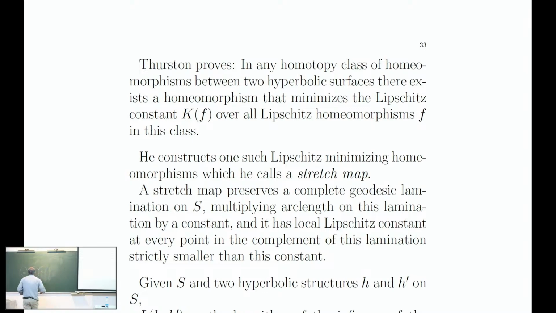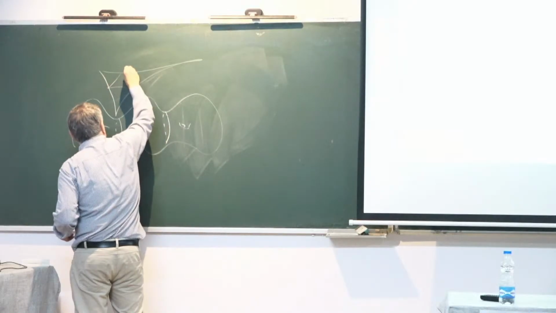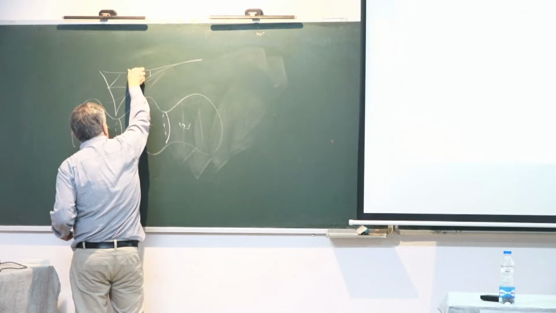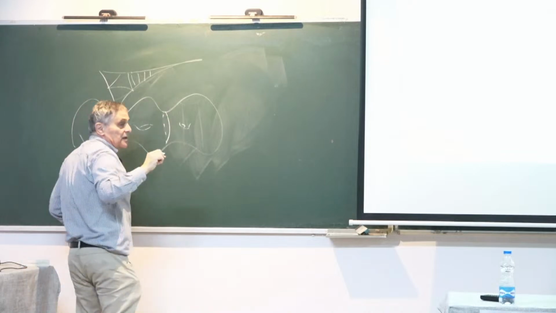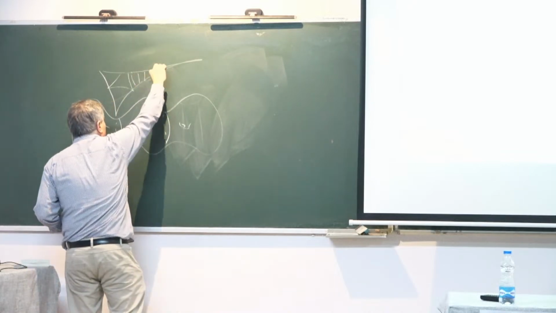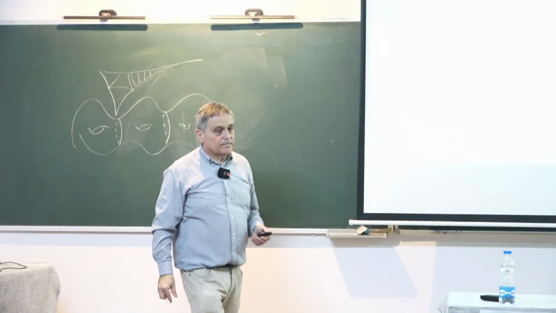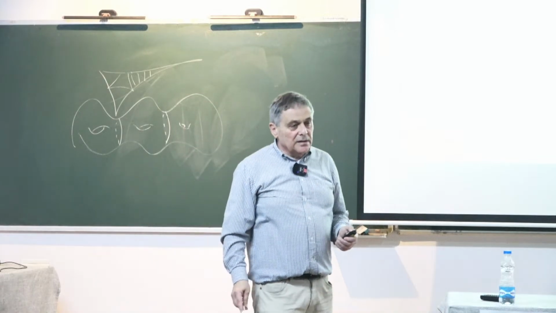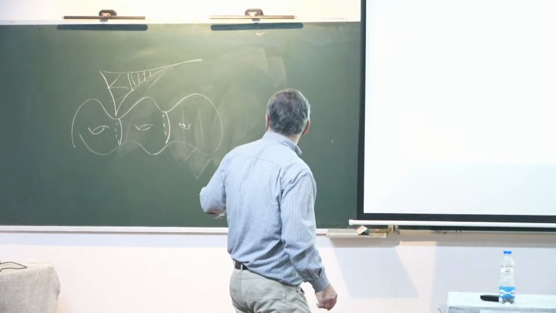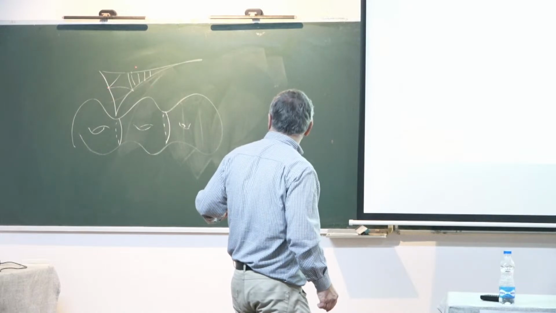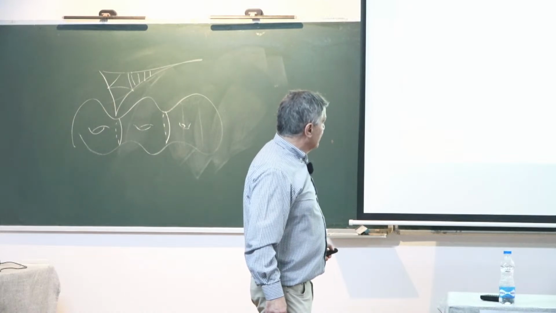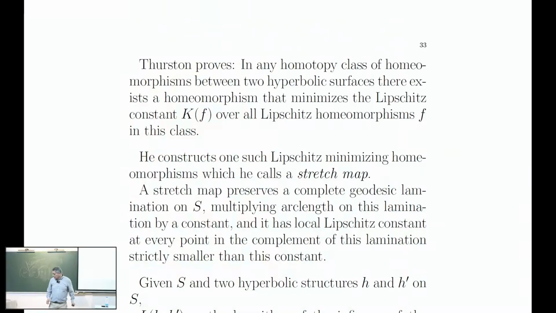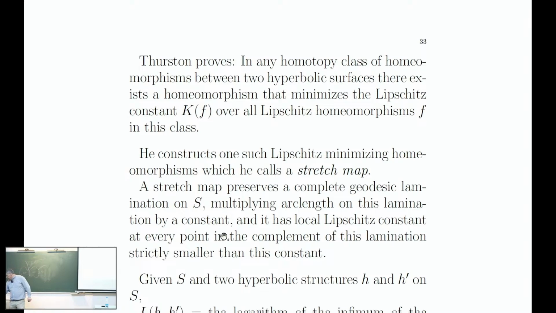The transverse arcs, on the contrary, are contracted. It's like this picture of the map of the ideal triangle. You see that you have a dilatation along the sides, and the transverse arcs are contracted, smaller than this constant. The general construction of Thurston is a generalization of this construction for the ideal triangles.